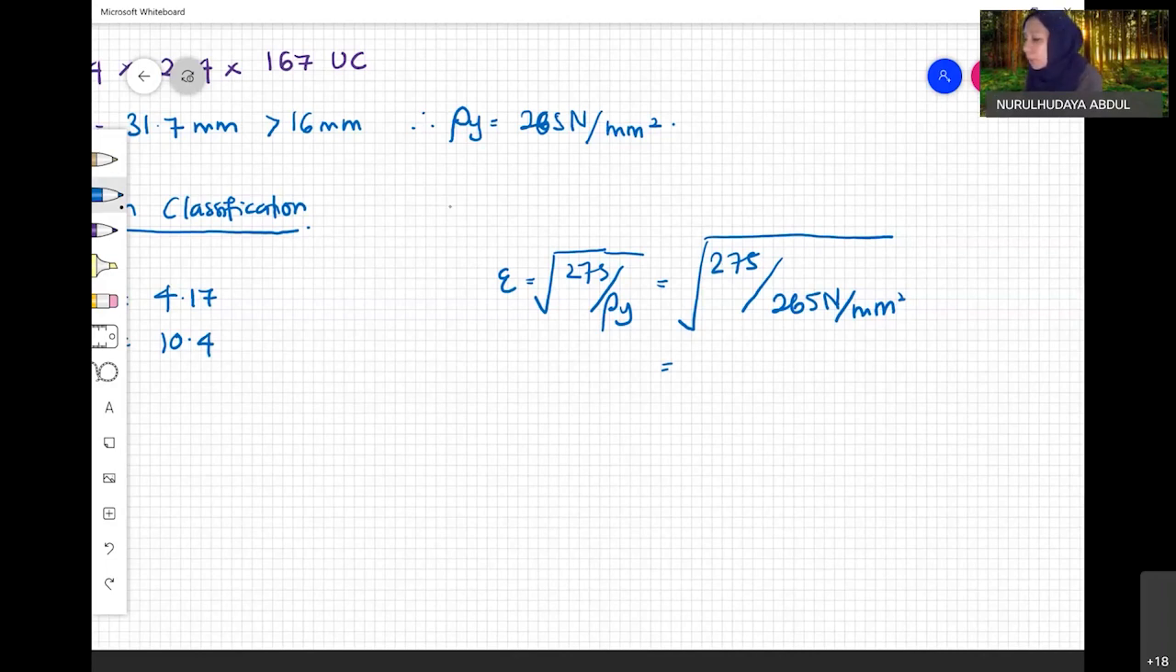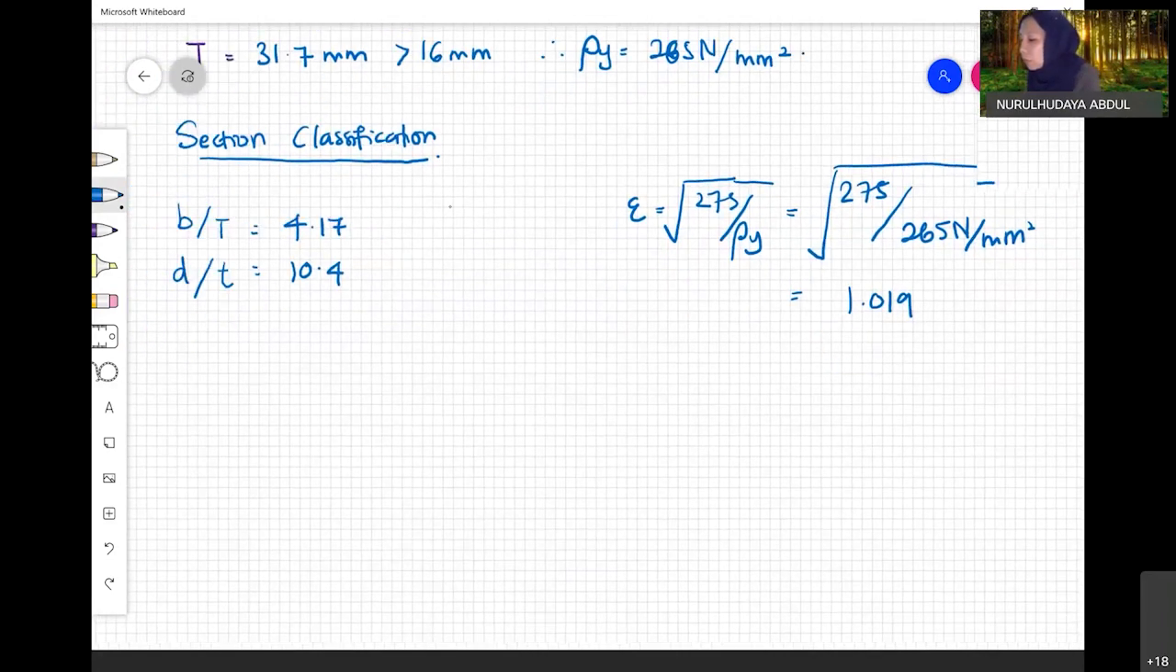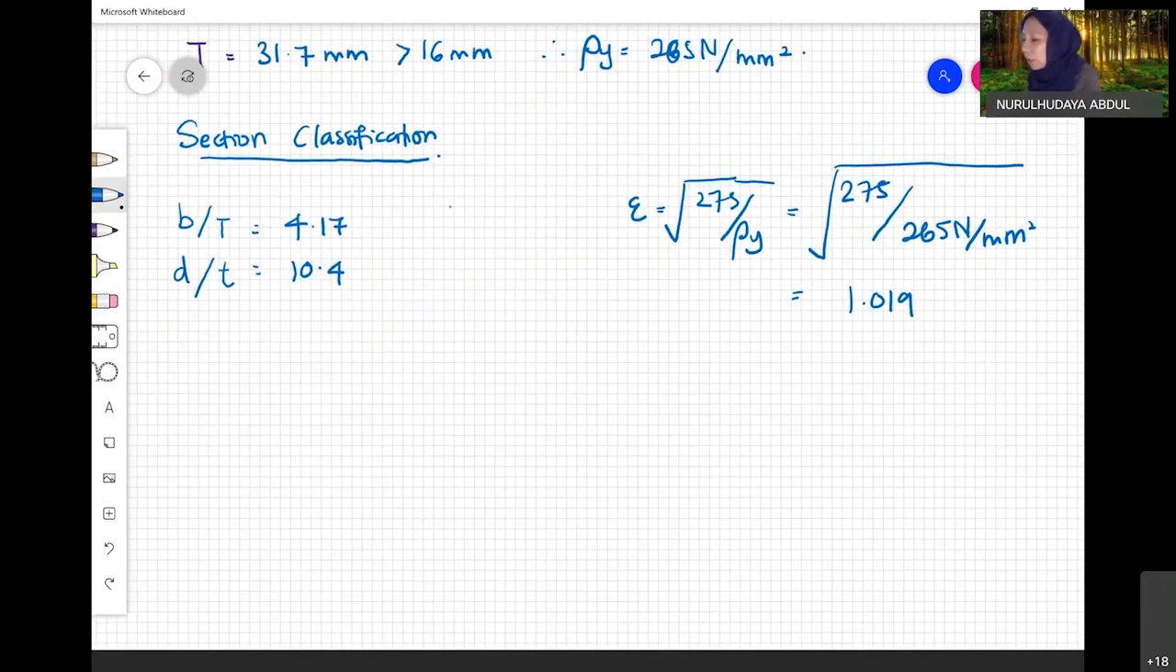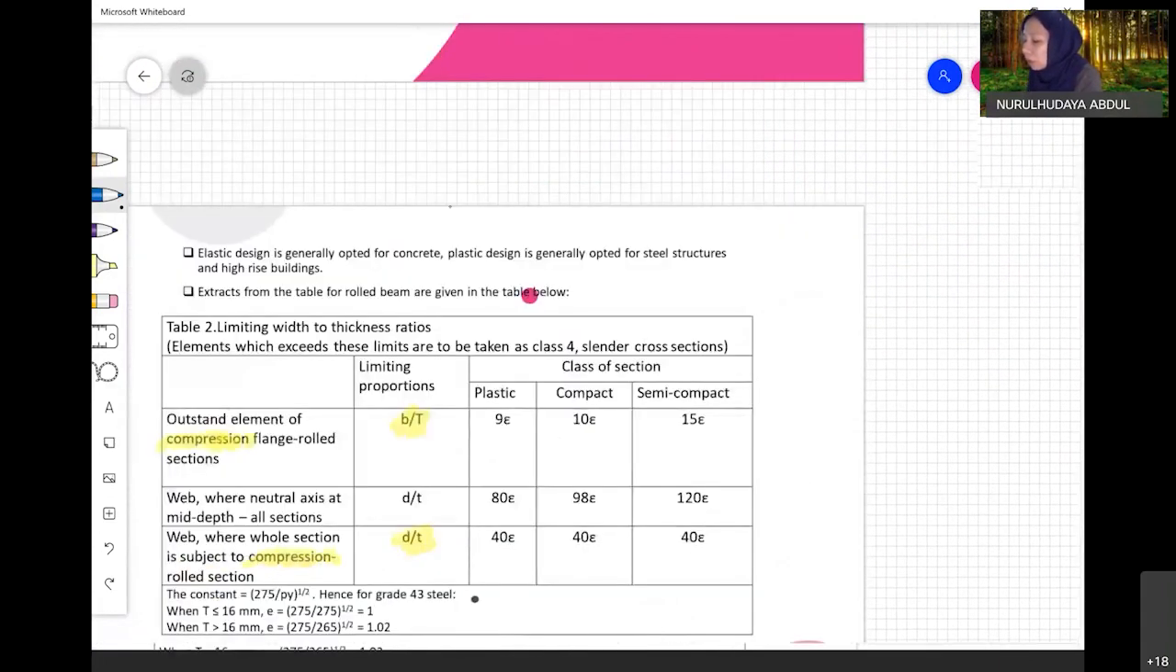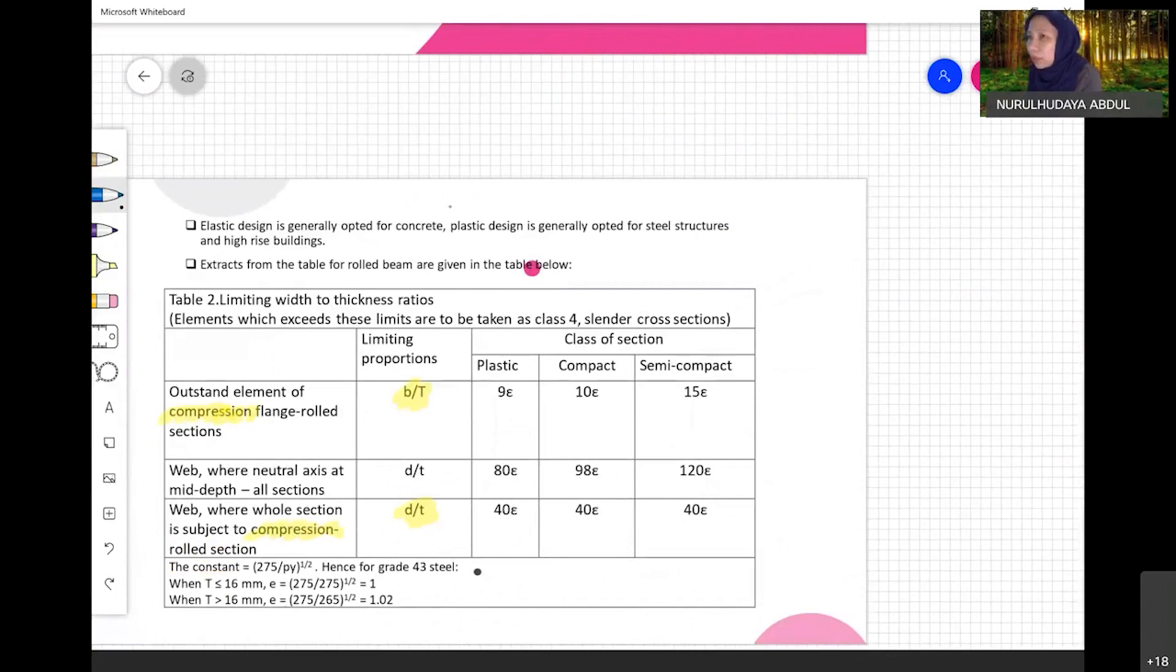This one is 1.019. We have the value of constants 1.019. Obviously, kalau 9 darab nak 1.019, dia akan 9 point something. And this one, 40 times 1.019 become like 40 something kan. So value dia besar lah. Which means that it will be less than 9 constant and also 40 constant.